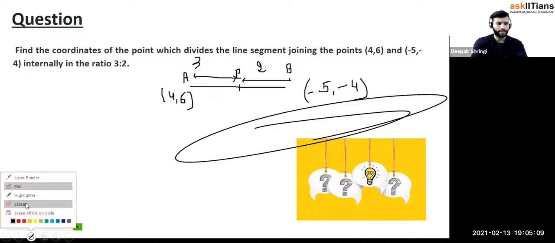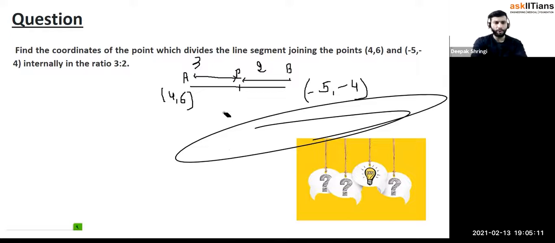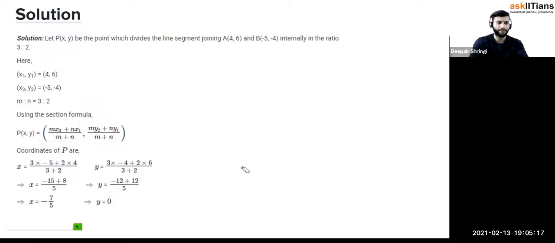Okay, look at this. Basically, what you will do is, I told you point A and point B. Look, x1, y1, did you find out what x1 and y1 are? X1 is 4, 6. X2 is minus 5, minus 4. M and N you have, right? So in place of m you will put 3, in place of x2 you will put minus 5. In place of n you will put 2, and in place of x1 you will put 4. That's it. You put the values, you get the answer. It's very simple, guys.